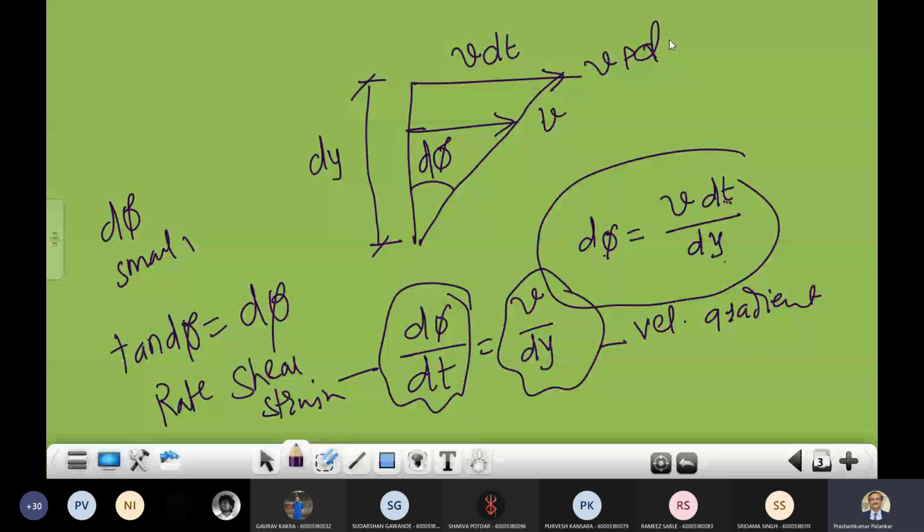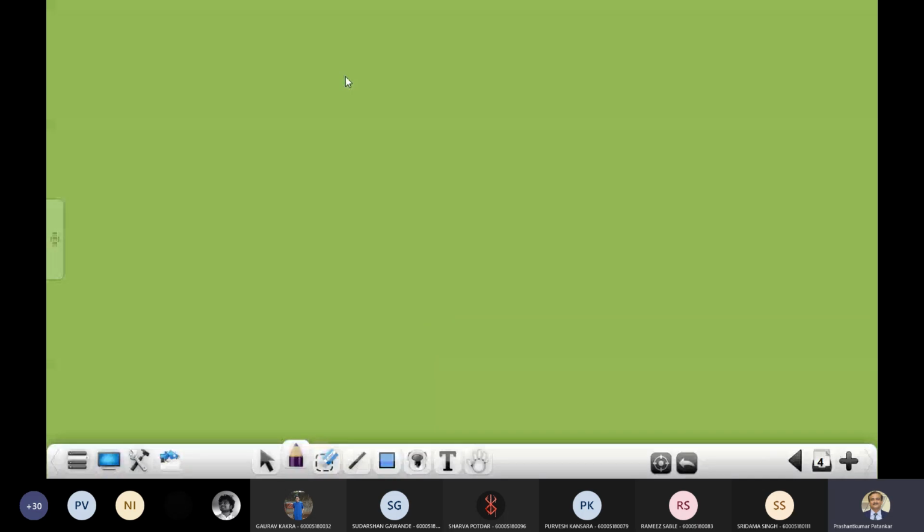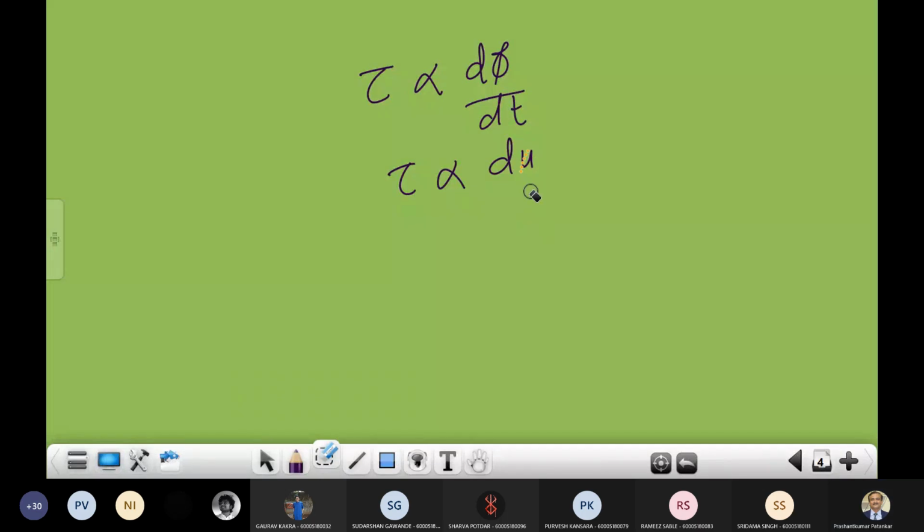Let me clarify that the term dv by dy is what is called your velocity gradient. Hence, at the beginning I said tau is proportional to d phi by dt. Similarly, you can say that tau is proportional to dv by dy, which is nothing but your velocity gradient.